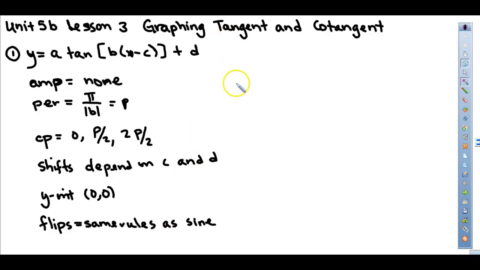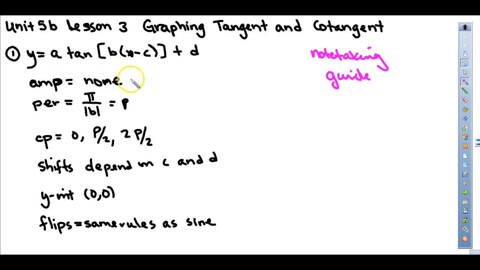Alright, so we're back for the last lesson in Unit 5B, graphing tangent and cotangent graphs. And again, you have a note-taking guide that you can refer to and follow along with. Alrighty, so these are a little different. They look a little different, and they actually don't take as much work in my opinion.